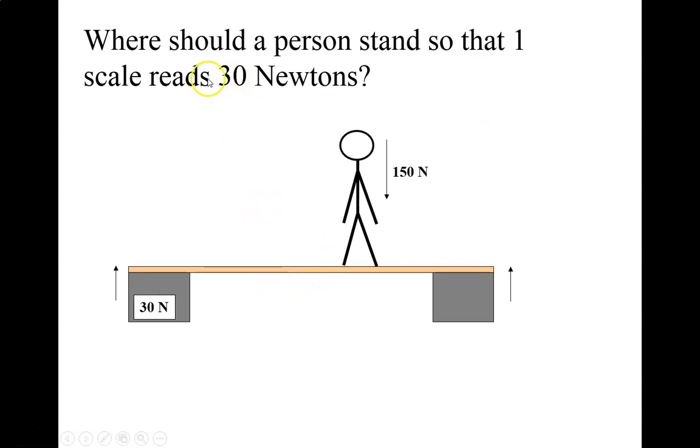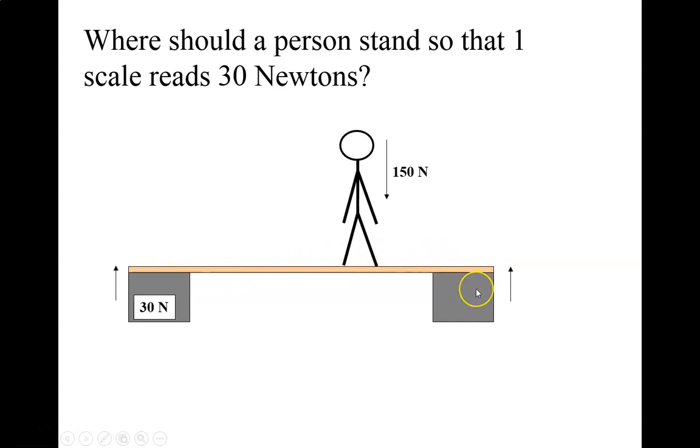So let's see. Where should a person stand? This is a 150 Newton person again. So that one scale reads 30 newtons. Okay. So we don't know the length of the board. We're not worried about it right now. We'll just look at the fraction of the way over. So we know that they're going to be further away from this 30 Newton scale because it's reading less than half of their weight.